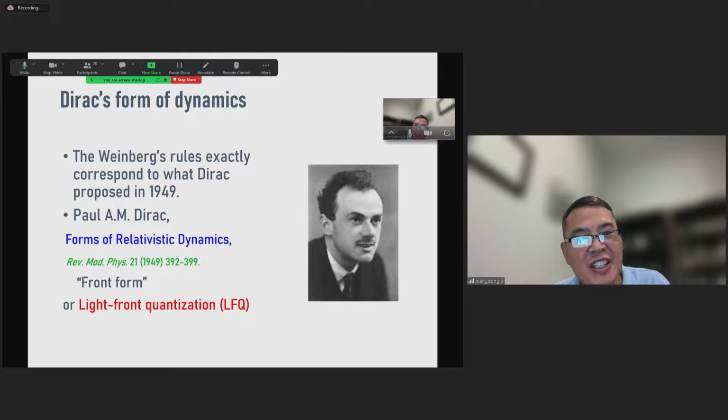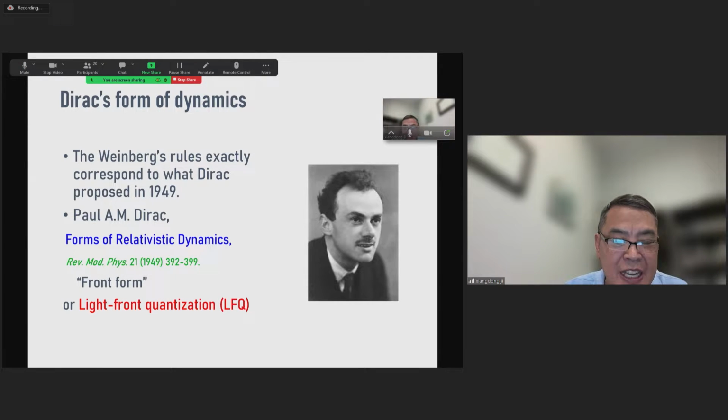And so basically what they have found is that Weinberg's rules exactly correspond to Dirac's light-front dynamics proposed in 1949, a paper which basically nobody paid any attention to until Cheng and Ma made the link. If you look at the citations of Dirac's paper, there is virtually no citation before 1969, 1970. But right now there are many citations because of the connection with particles traveling at the speed of light. And this dynamics is the light-front dynamics, and Stan is going to talk about this more later.